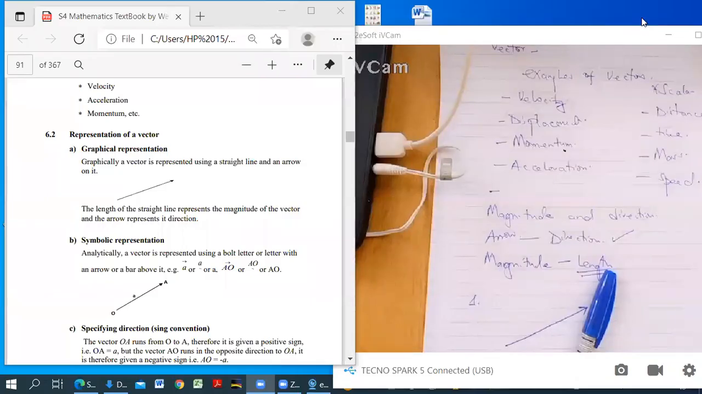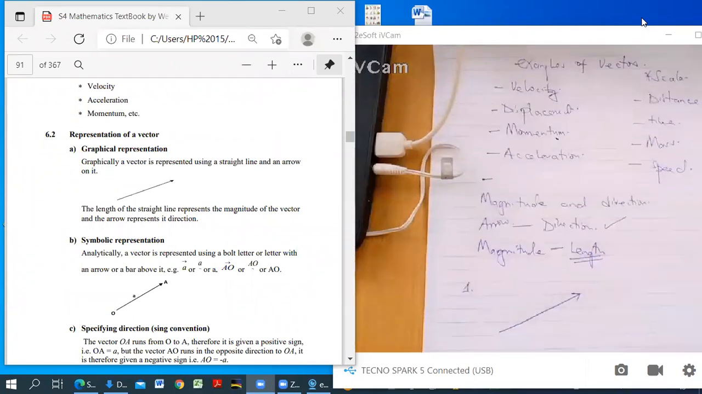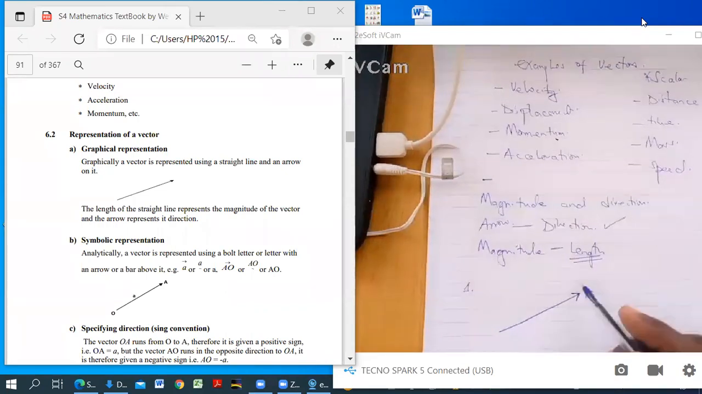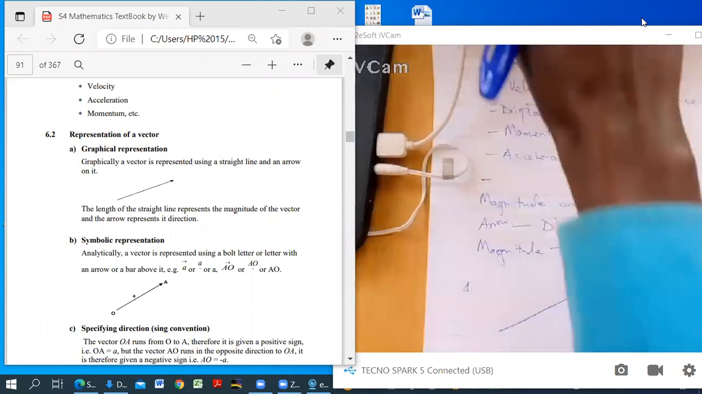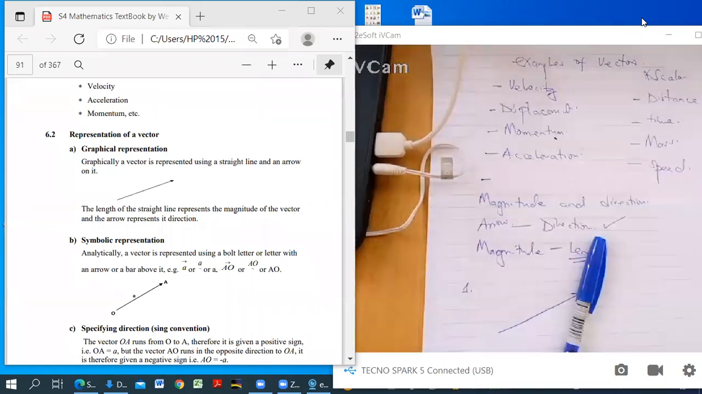with an arrow on top, and the arrow is determining the direction of a vector. So the length of this line, the length from here up to here, determines the magnitude of that vector. We shall see how to determine the magnitude of a vector. Then the arrow is giving the direction. That is the first aspect.